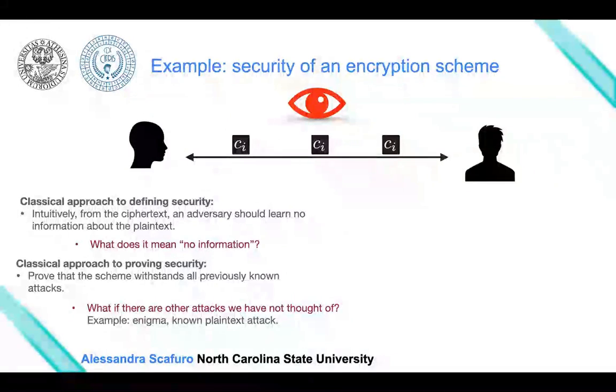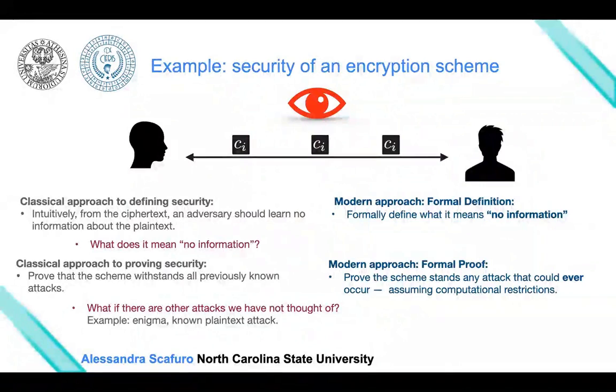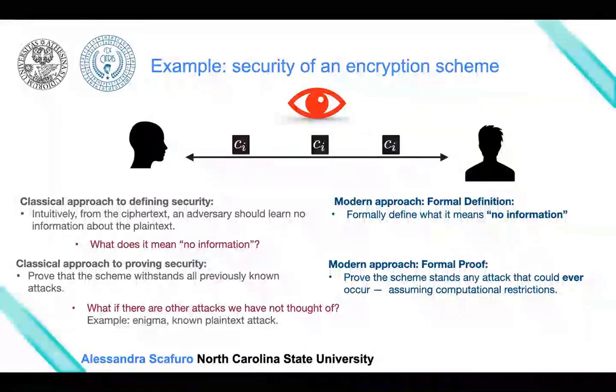So that's when we move from classical cryptography to modern cryptography. And in modern cryptography, our goal is to really formally define what it means that a ciphertext leaks no information. How do we formally say so? And then once we have a formal definition in place, the next step is to prove that a certain scheme achieves that definition. Okay, so let's start with the simple example of an encryption scheme. How do we define that an encryption scheme leaks no information?